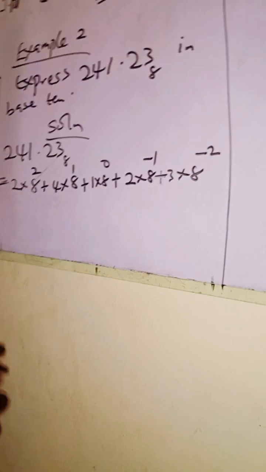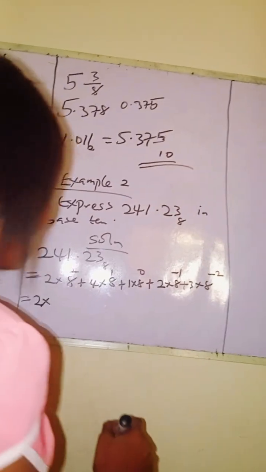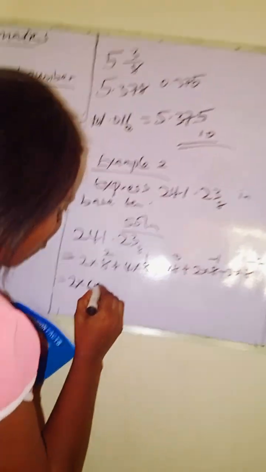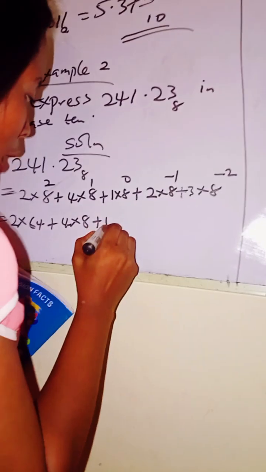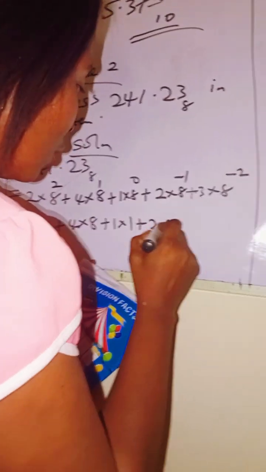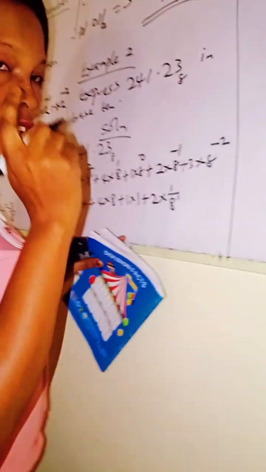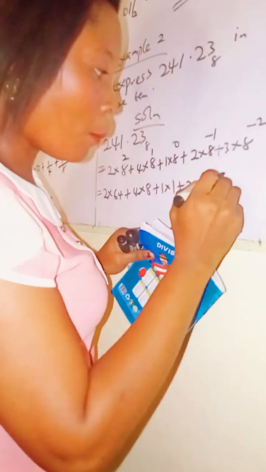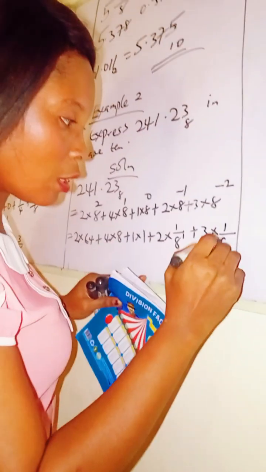You keep on going. So now the next one we are going to do, we're going to say 2 times 8 raised to power 2 is 8 times 8 to give us what? 64. Plus 4 times 8 raised to power 1 will give us what? 8. Plus 1 times 8 raised to power 0 will give us what? 1. Plus 2 times, remember there's a minus sign which represents what? 1 all over 8 raised to the power of 1, which is same thing as 8. But let me just put the 1 there. Plus 3 times this minus is representing 1 all over what? 8 raised to the power 2.